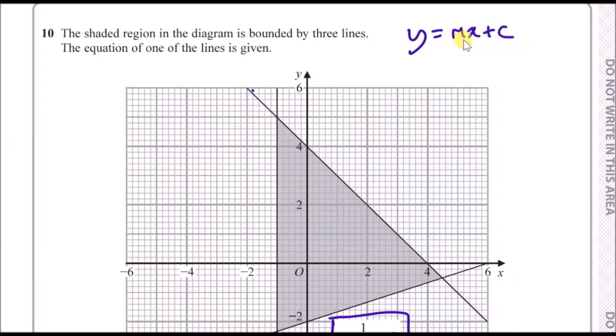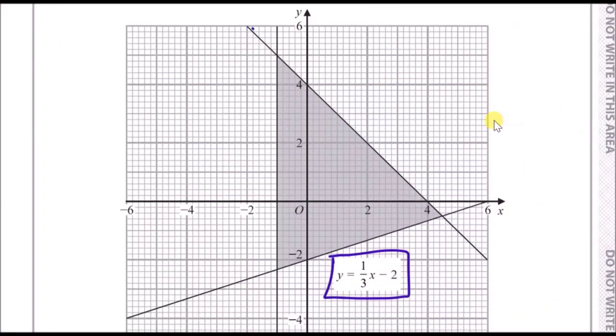To find m, which is the gradient, we just need to pick 2 points and find its gradient. And to find the y-intercept, c is just where it hits the y-axis. In this case, for the y-intercept, it hits at 4. So immediately we can call this line mx plus 4. Now to get m, let's pick 2 random points and calculate its gradient. I'll pick this one here and this one here. So this is (0, 4), and this one is (2, 2).